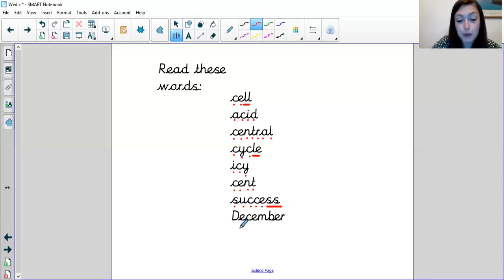And finally, I'm sure everybody enjoys this month because it has Christmas in it. December. Excellent. Why does it have a capital D at the front? None of the other words have a capital D at the front. That's right, because it is a proper noun. It is the name of the month.